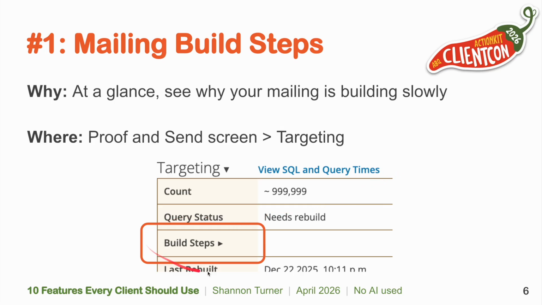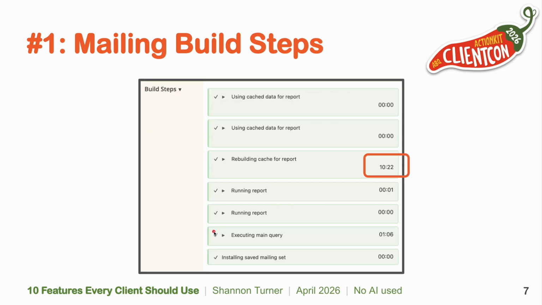Now all you have to do is click this to expand the build steps pane, and then you can see the timing for every piece of your mailing's targeting. This particular mailing has lots of reports that it runs, and the build steps for your mailing may look a little different. In this example, most parts of the targeting complete in less than 1 second, and that's great. Executing main query takes 1 minute, that's fine, but this highlighted report takes over 10 minutes.